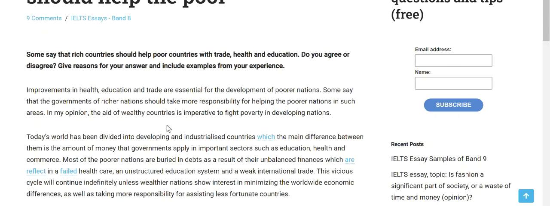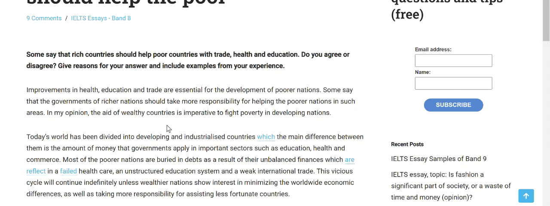Some say that rich countries should help poor countries with trade, health, and education. Do you agree or disagree? Give reasons for your answer and include examples from your experience. Give reasons means give some facts, and include examples from your experience. So you have to give some examples. In your writing exam, you should give some facts and examples.